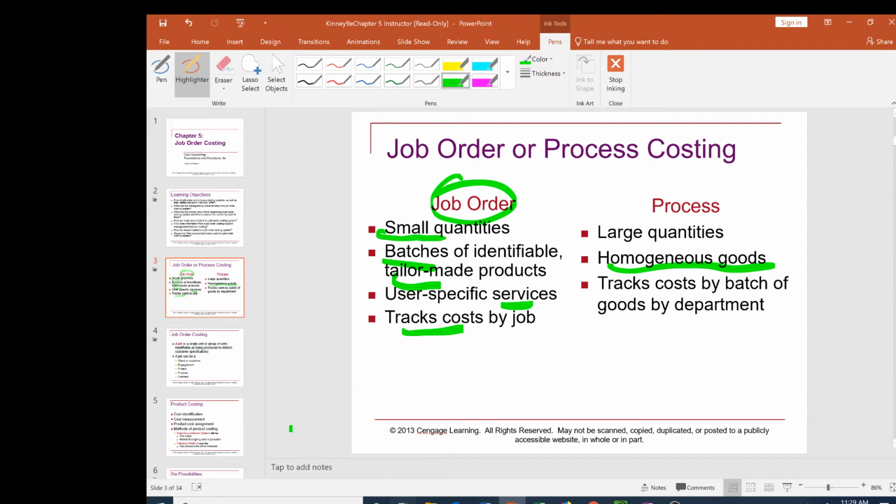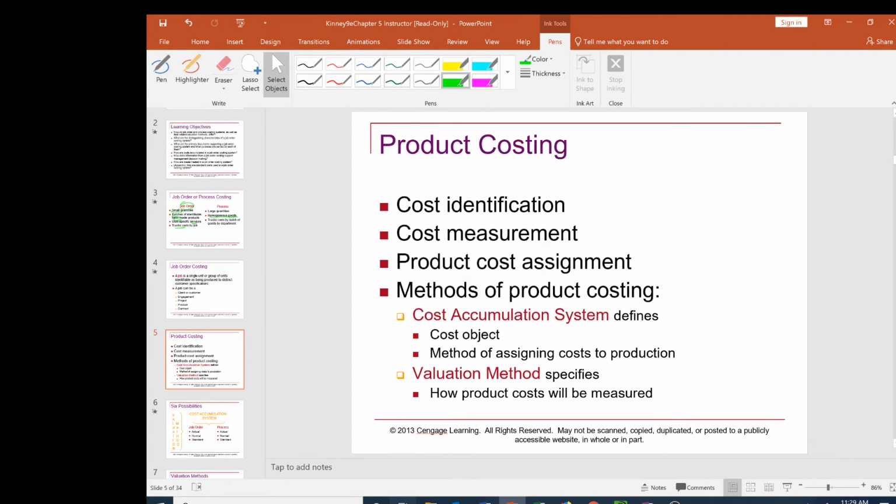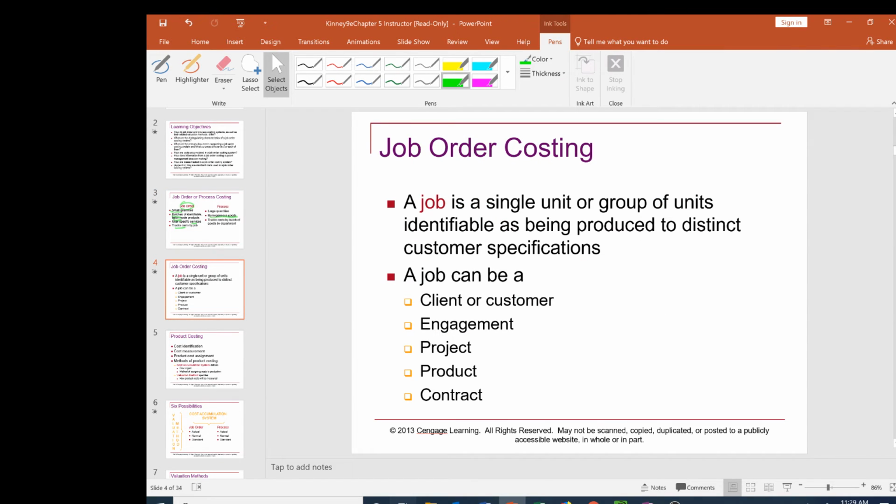Anything tailor-made. There's not too many tailor-made clothes anymore. But if you had a tailor-made suit or a tailor-made dress, a wedding dress, you know, even if you go to Food City and you order a tailor-made wedding cake, getting that job order, that wedding cake. All right. A job can be a client or customer. Now, auditing can be a job. Auditing engagement can be a project, like digging a ditch or building a house. It could be a product or a contract.